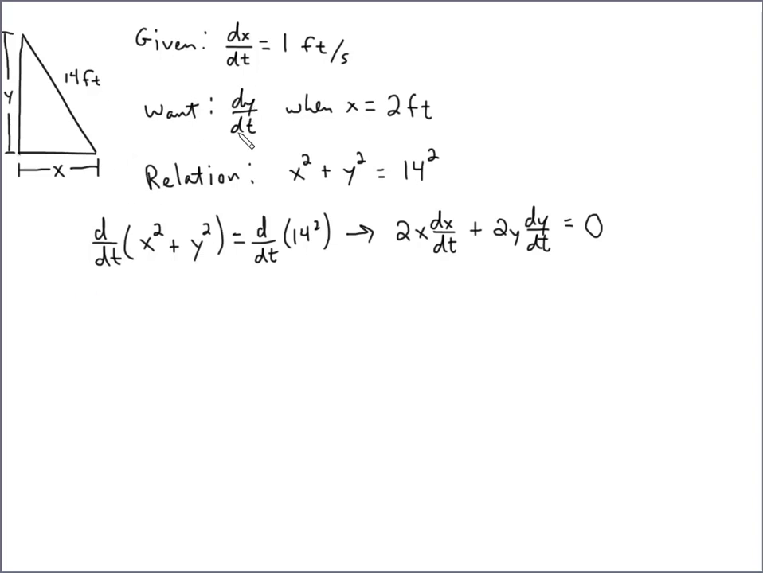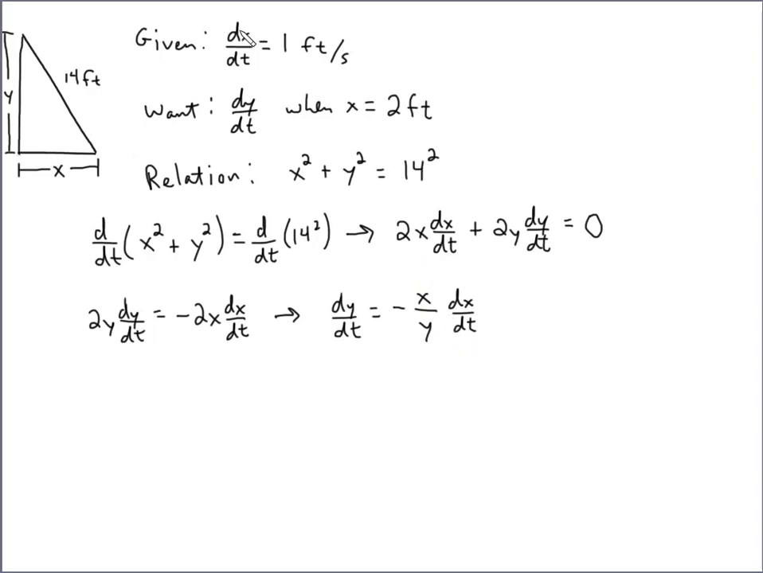The goal here is to find dy/dt, so we need to solve for that. We'll leave the 2y dy/dt on the left side, move the 2x dx/dt to the other side so it becomes negative, and divide both sides by 2y. So we get dy/dt is equal to negative x over y times dx/dt. Notice that the 2's cancel. In order to answer the question, we need three values on the right side: an x, a y, and a dx/dt.